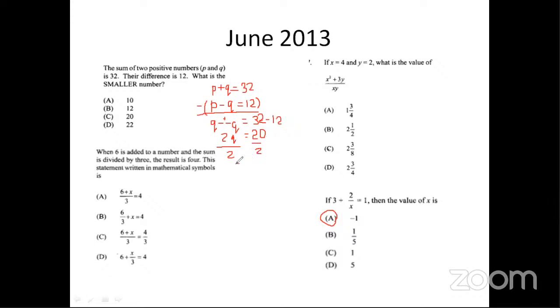Hold on, Miss. You don't know P, I'm sure, but you need to find out what P is. So Q is 10, and the sum is 32. What is P? 32 minus 10 equals 22. That would have given you what P is.